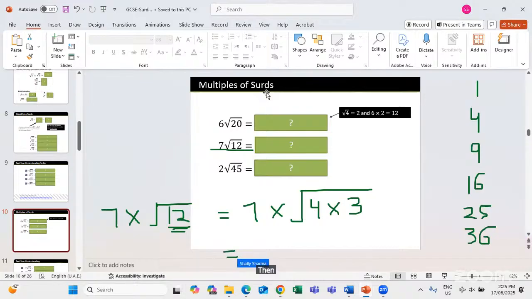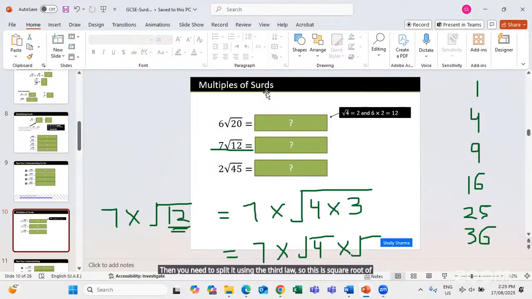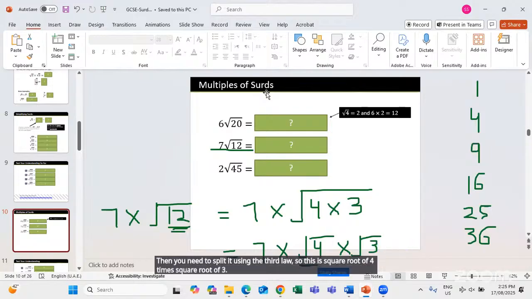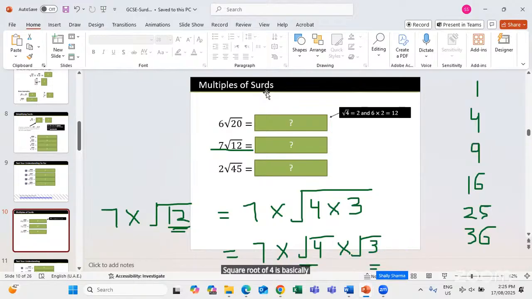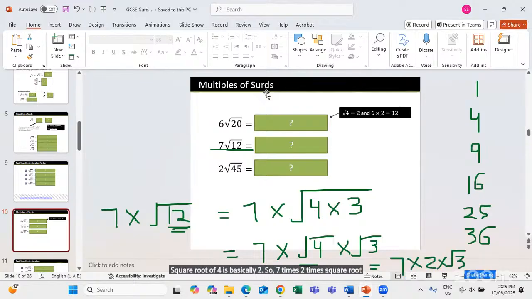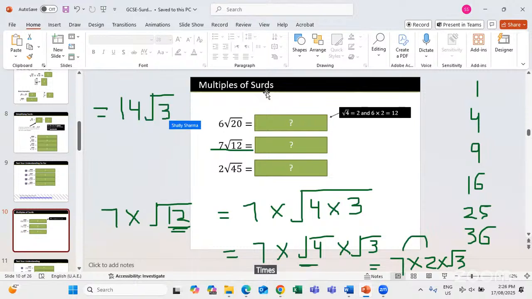Then you need to split it using the surd law. So this is square root of 4 times square root of 3. Square root of 4 is basically 2. So 7 times 2 times square root 3. And as a final answer, 7 multiplied by 2 is 14 times root 3. So this completes this question.